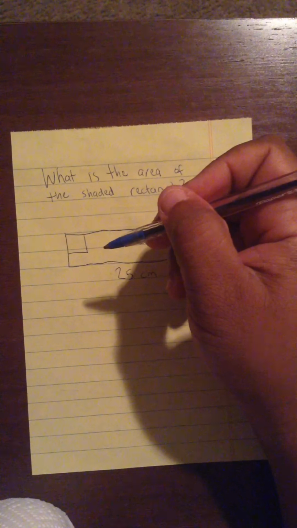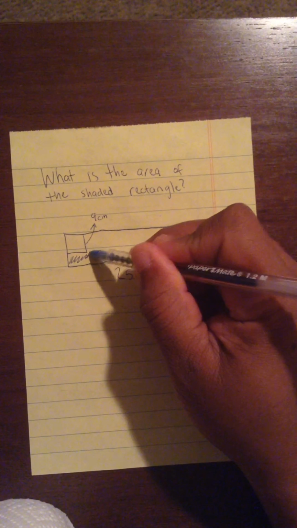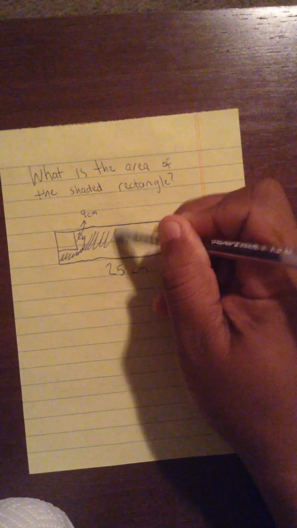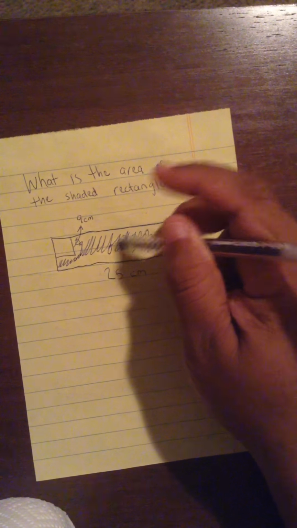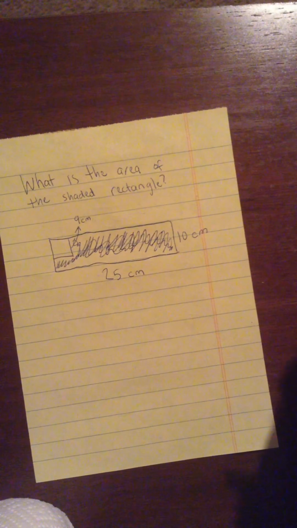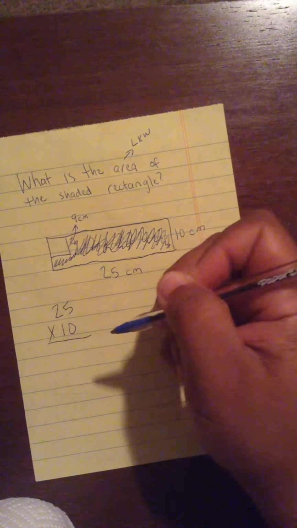Inside of the rectangle, we're going to make a square. We'll make the width of that square 9 centimeters. Remember to shade in the larger rectangle because this is the rectangle that we're trying to figure out the area of. Remember, area, length times width. So 25 times 10.